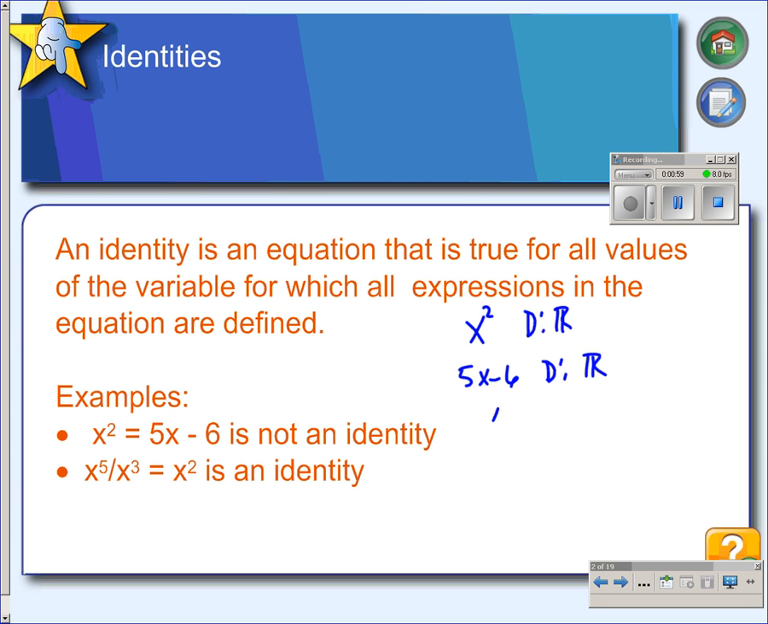For example, if x is 1, the left side would be 1, and the right side would be 5 times 1 is 5, minus 1 is negative 1. So it's not true when x equals 1. Therefore, this is not an identity.